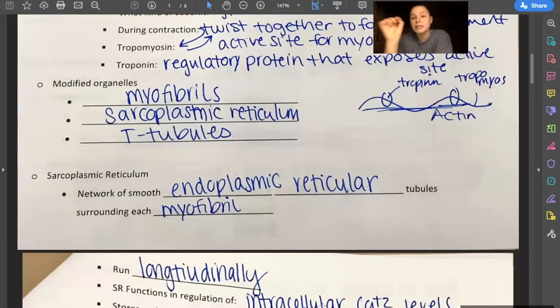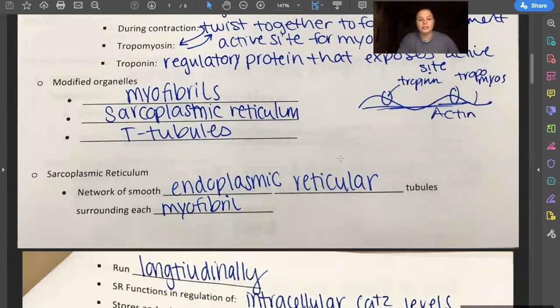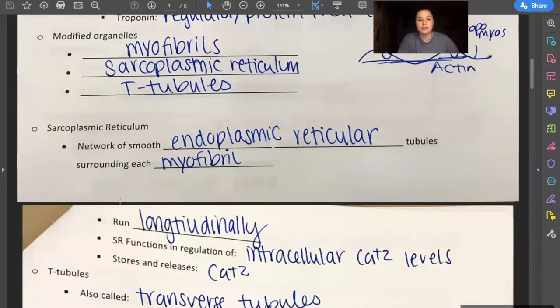It functions in the regulation of calcium, and calcium is really important because calcium is what binds to troponin, which allows us to move that tropomyosin filament. So it stores and releases calcium.